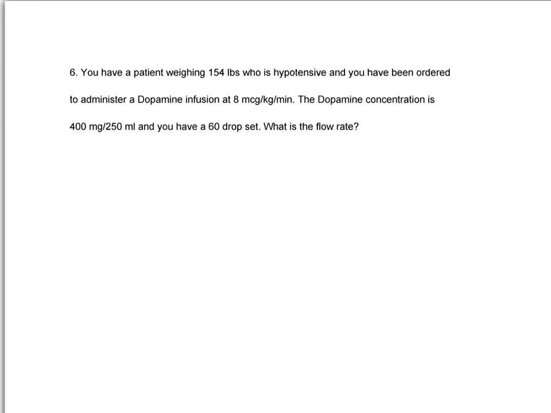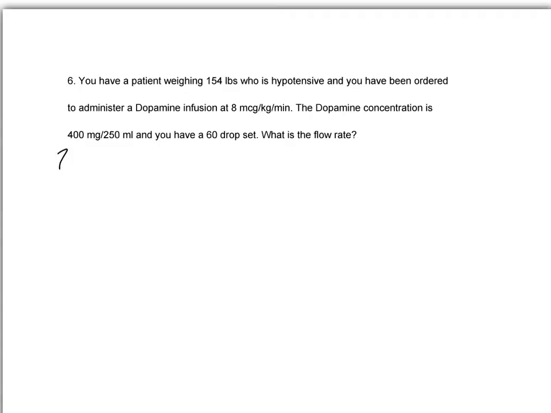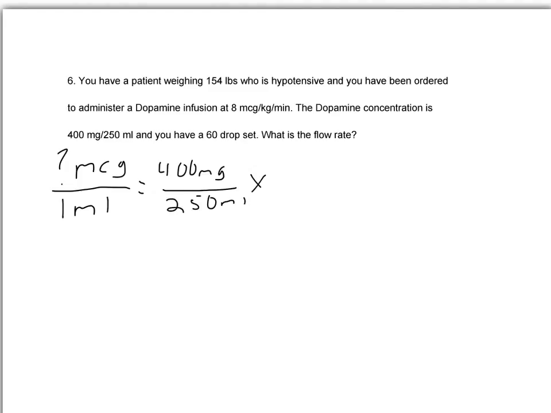So we want to know how many micrograms are in 1 milliliter. So we're given 400 milligrams over 250 mLs. And our conversion is going to be 1,000 micrograms and 1 milligram. Micrograms are on top, milligrams are on the bottom, so they cancel.